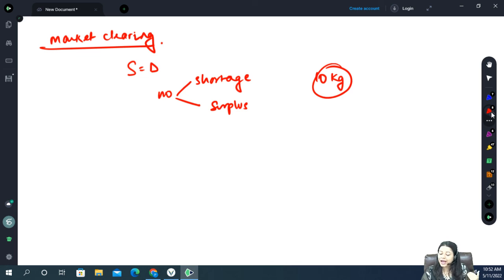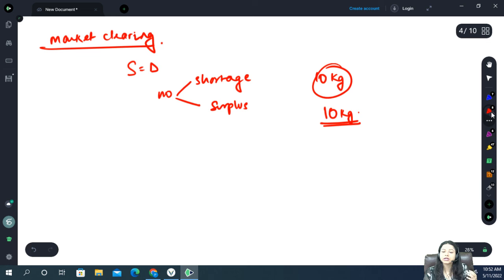Or if my demand for a particular product is 10 kg, and I'm able to produce 10 kg of the product and sell it, there is no surplus as well. So there is no surplus of the goods or no shortage of the goods in a particular market. That is known as your market clearing, right?